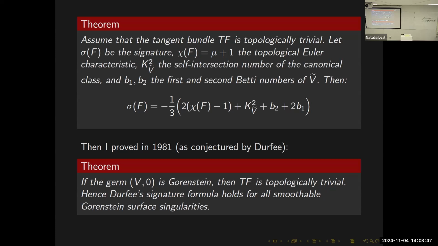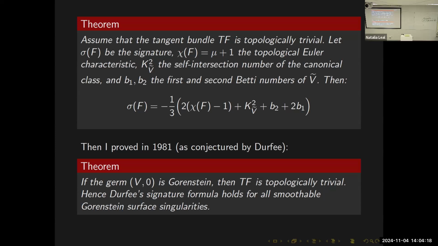Matthias, you have a question? Yeah. V tilde is not the Milnor fiber, but the resolution? V tilde is the resolution and F is the Milnor fiber. So this is telling you how to determine invariants of the Milnor fiber from invariants of the resolution. And he's assuming that the singularity is numerically Gorenstein and smoothable, and the tangent bundle is topologically trivial.